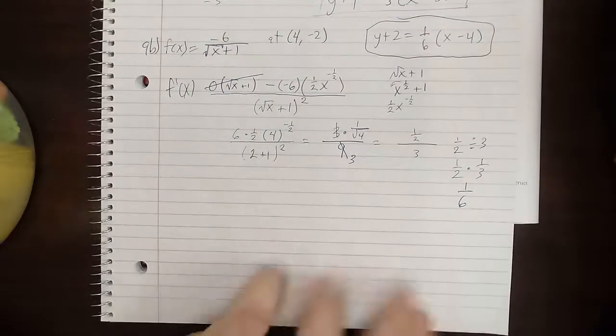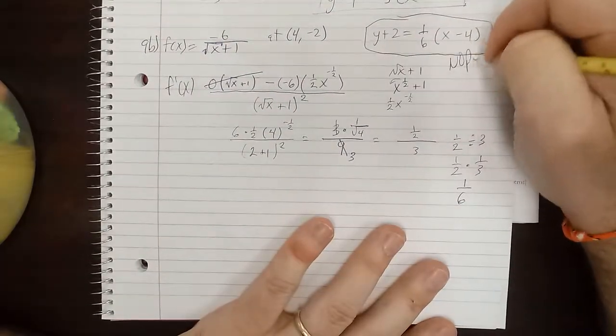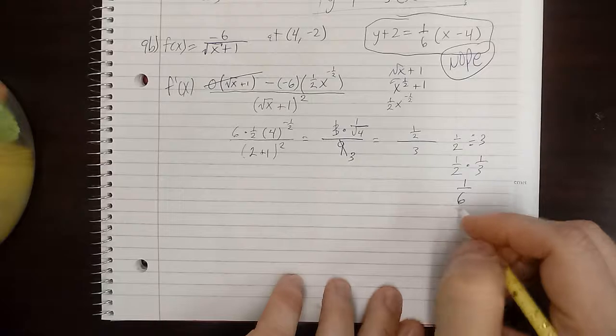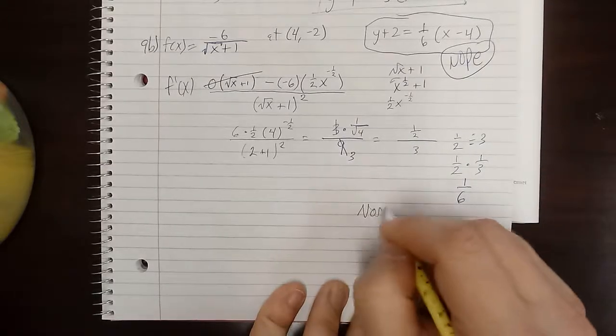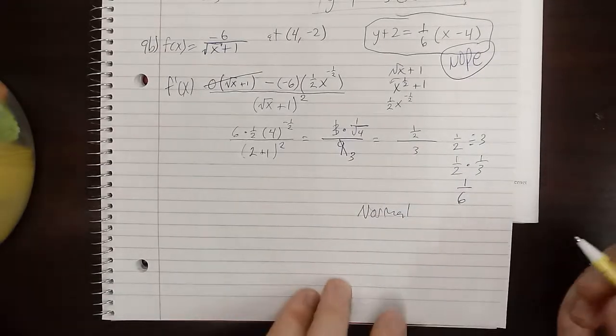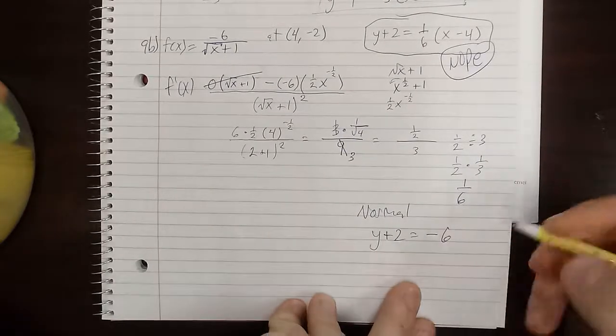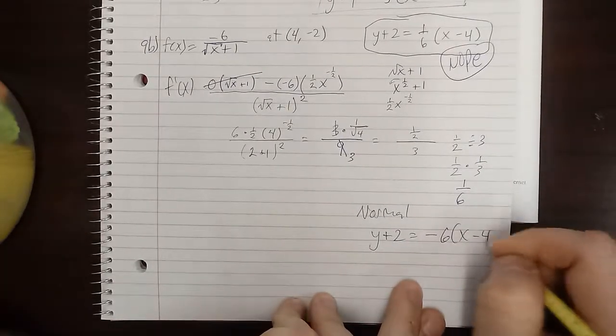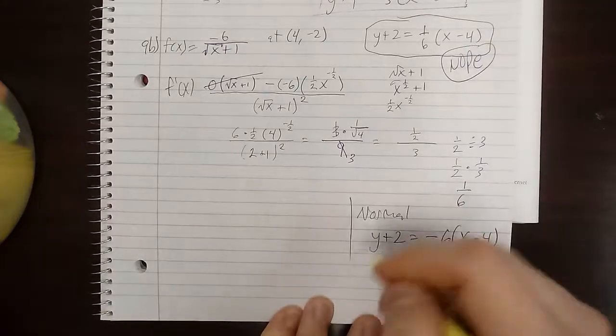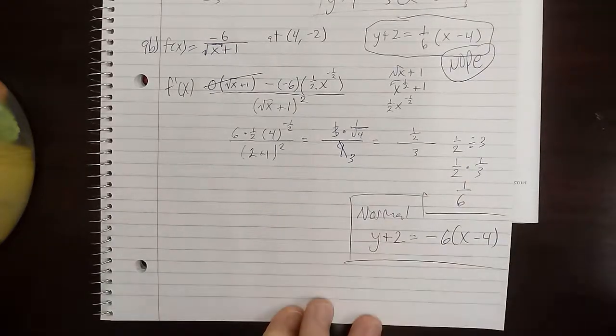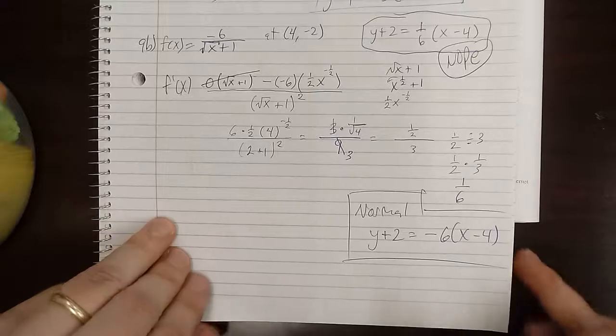Nope, I did it again. Nope, that's my tangent line. So my normal line, that one was an accident. We'll do y plus 2 is equal to negative 6 times x minus 4. Cool. Let's keep going.